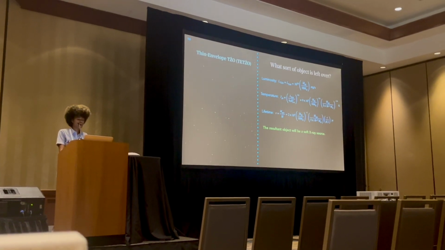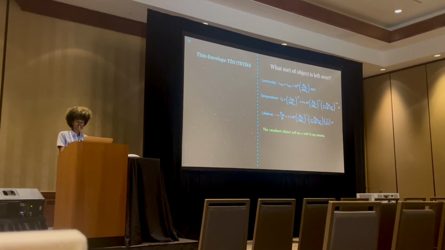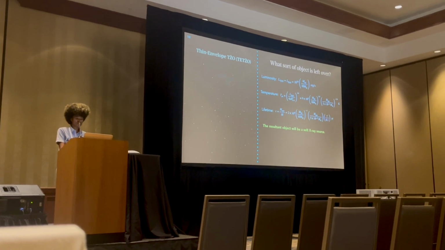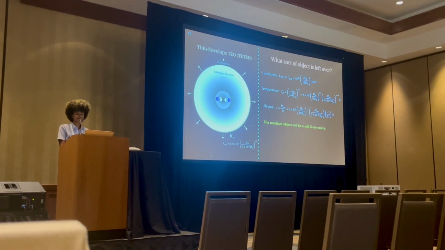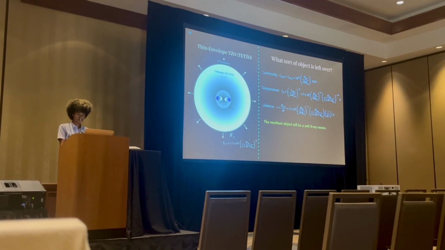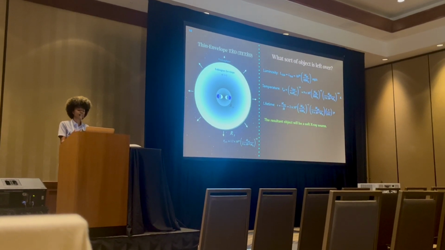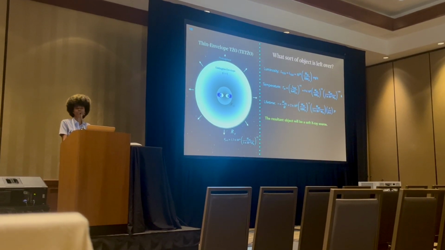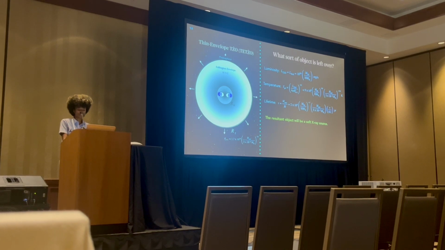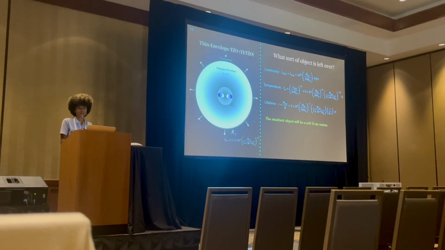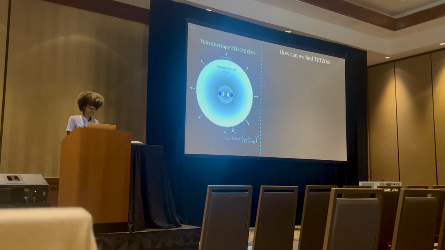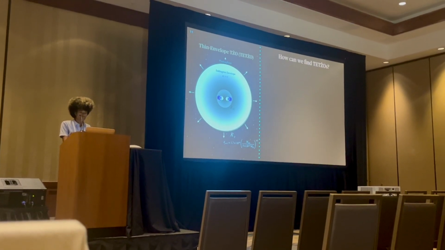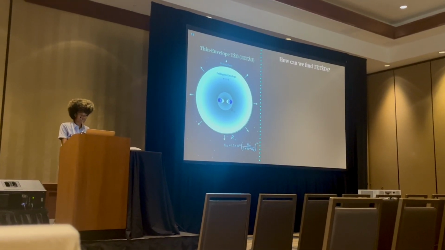So we call these objects thin envelope TZOs because, as I have shown, the accretion feedback is likely to unbind the vast majority of the envelope. So I expect only a thin envelope to exist and power the central region through accretion, which is different than the original TZO model. And then how can we find these thin envelope TZOs?